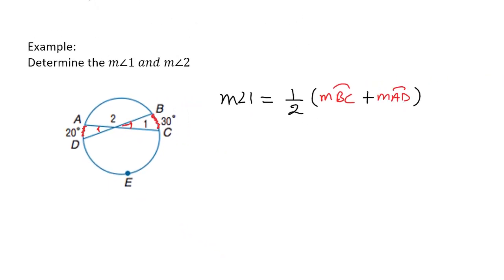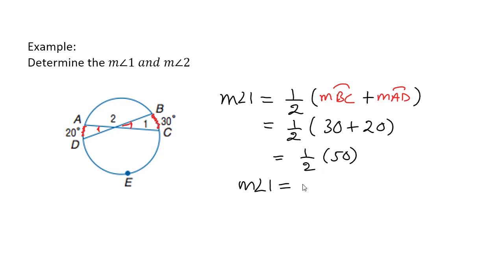Okay, so that means that the measure of angle 1 is then going to be half the measure of BC, 30, plus the measure of arc AD, 20. So I need half of 50. So that means that the measure of angle 1 is then 25.